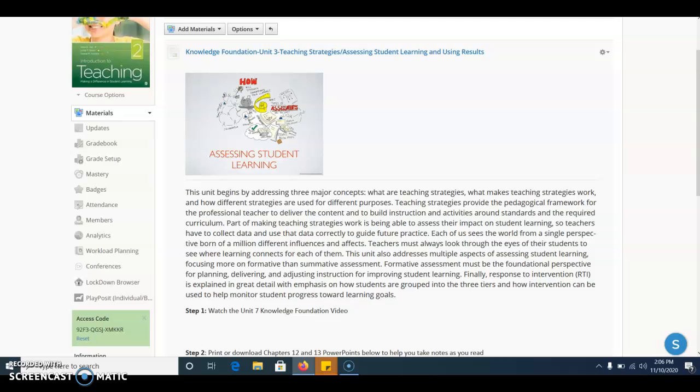Teaching strategies are what we call a pedagogical framework for how the professional teacher will deliver the content. Pedagogical is always a word that throws people off, but it's the belief in how you do things, what you believe in, how you do it, and why you do it. So the meaning behind that. Knowing how and why to deliver these strategies will help us better build our instruction and content and meet standards as needed.